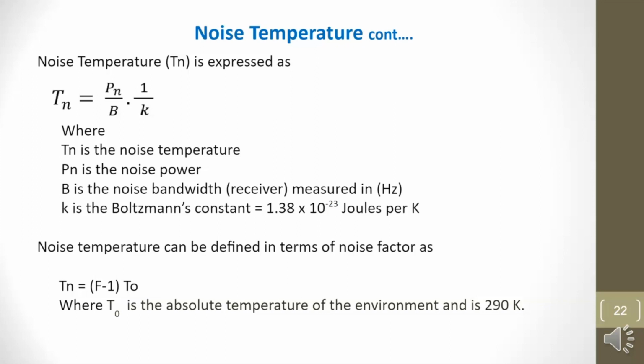Noise temperature can also be defined in terms of noise factor as Tn = (F - 1) T0, where F is the noise factor and T0 is the absolute temperature of the environment and is 290 Kelvin.